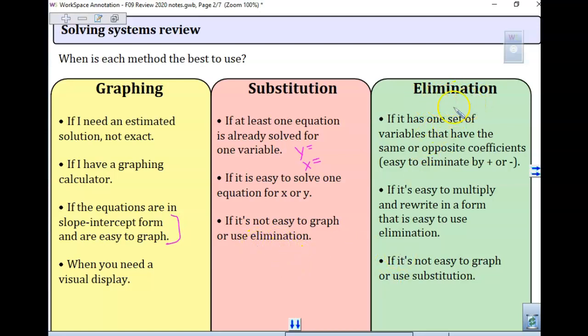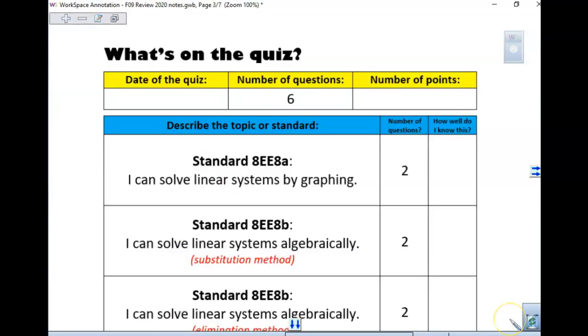Some prefer elimination. Elimination is best when you have the set of variables lined up and they're easy to eliminate. That means opposite coefficients, like a positive 2y and a negative 2y. Those are super easy to eliminate because that's equal to 0. So they have the same number with opposite signs. Or it's easy to multiply one of the equations, and it's not that easy to graph them. So as we are looking at those, your quiz is on page 21 that you are filling in.